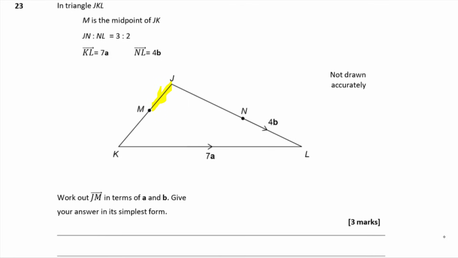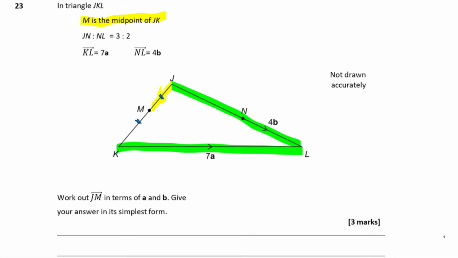What do we know? We only know this direction here and we know this direction here. So basically what we're going to have to do is to find JK and then halve it to find JM. Okay, I think that's what we're going to have to do. Now we've got some information up here that isn't in the diagram. First off, we've got that M is the midpoint of JK. So that means that this distance is the same as this one then, isn't it? Okay, so let's just mark that on.